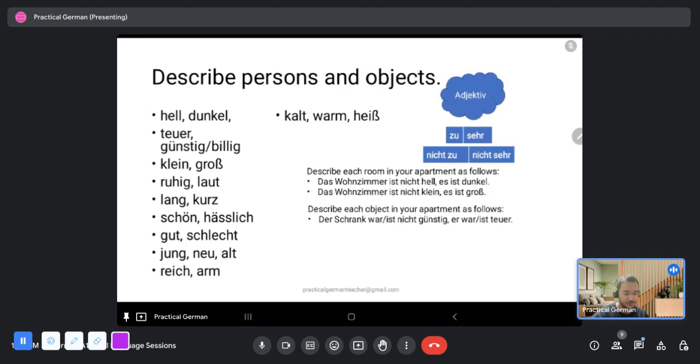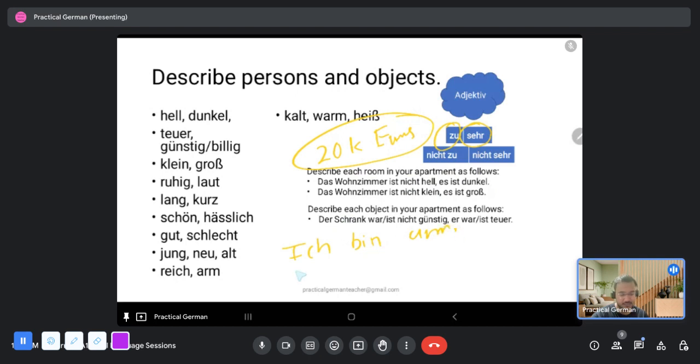When you are using adjectives, along with adjectives you can use these two words, zu and sehr. For example, let's say I have 20k euros. Let's assume that. I am neither poor nor rich. So if someone has 20k euros, you will say, ich bin arm.